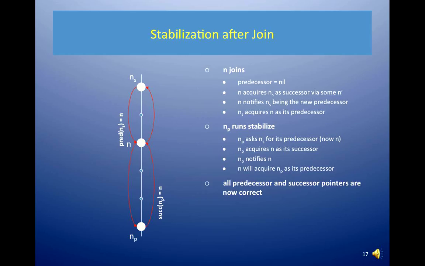All the predecessors and successors have been fixed now, but the finger tables have to be fixed. It will be fixed over the course of time. But as long as we maintain the predecessor and successor information, it can ask the question to the next node, to the next node, to the next node, so that it eventually maps the keys to the location.